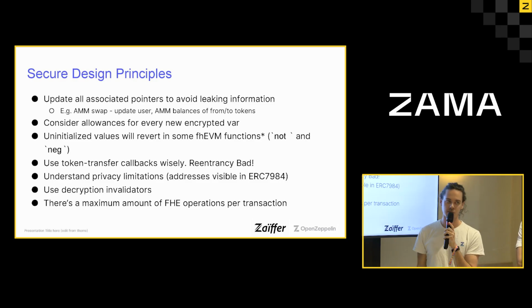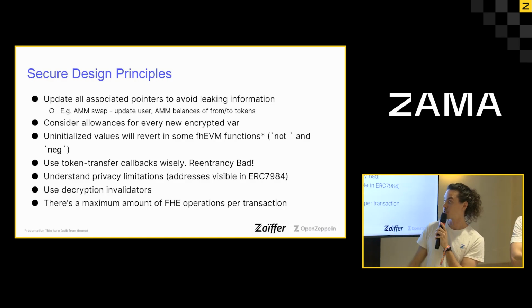Use token transfer callbacks wisely. You're giving control over to someone whenever you call back into the contract. So when you transfer to somebody and you have an on-transfer received hook, only give that to contracts that you trust. You should understand privacy limitations. The addresses are visible. Using decryption invalidators is how you solve the problem of one withdraw per decrypt. Basically, just have a flag that says, yeah, we've handled that set of signatures.